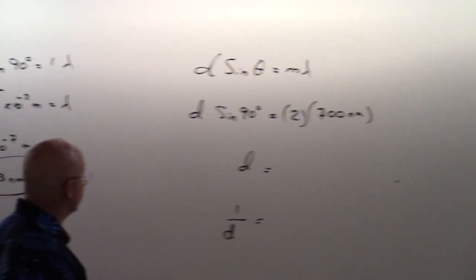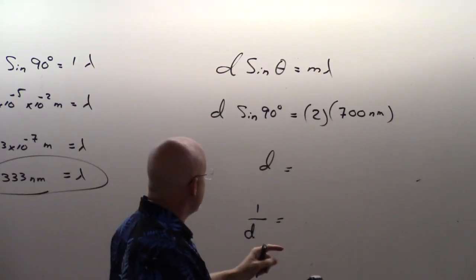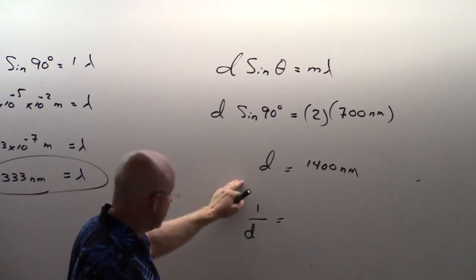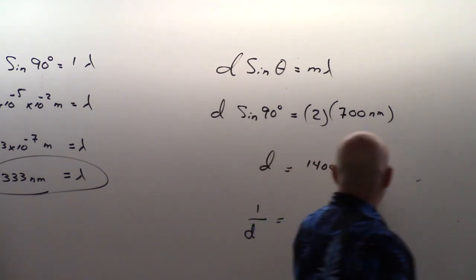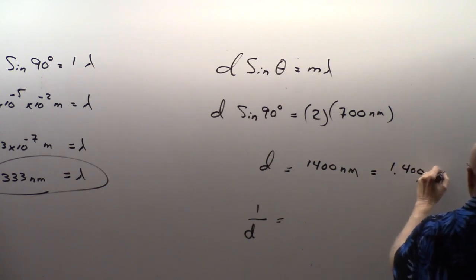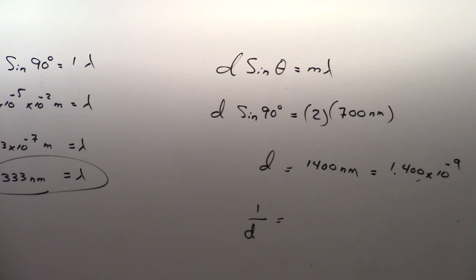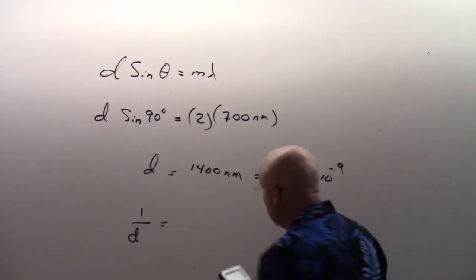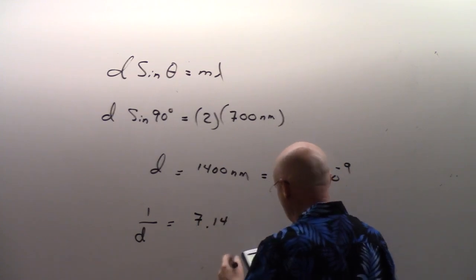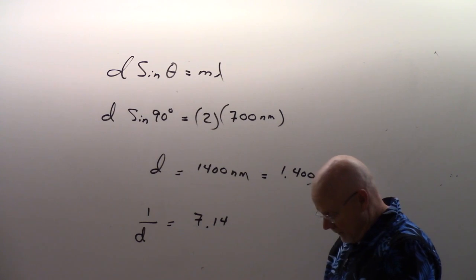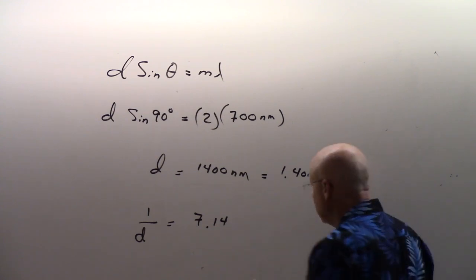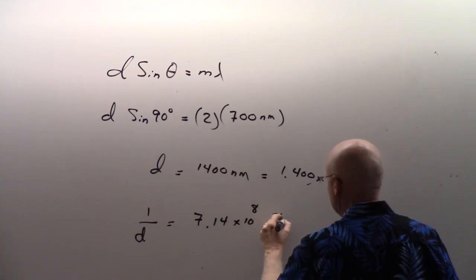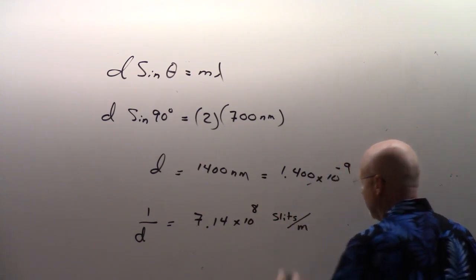And so real quickly, until the other students can get in here, let me take this, and I can do this one in my head. This is 1400 nanometers, has to be d. And I will then write that as 1.400 times 10 to the minus 9, so I can take the reciprocal. So 1 divided by 1.4 times 10 to the negative 9 means that I get 7.14 times 10 to the 8 slits per meter.